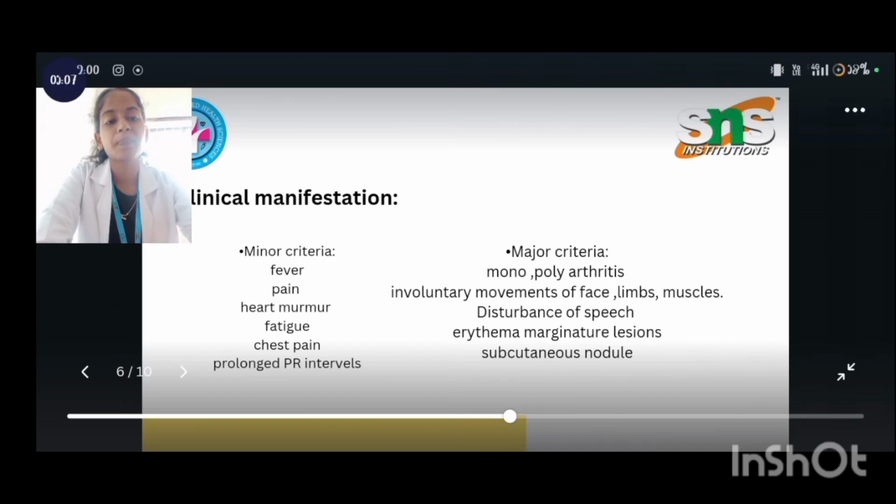Major criteria: mono and polyarthritis. Arthritis is joint pain.